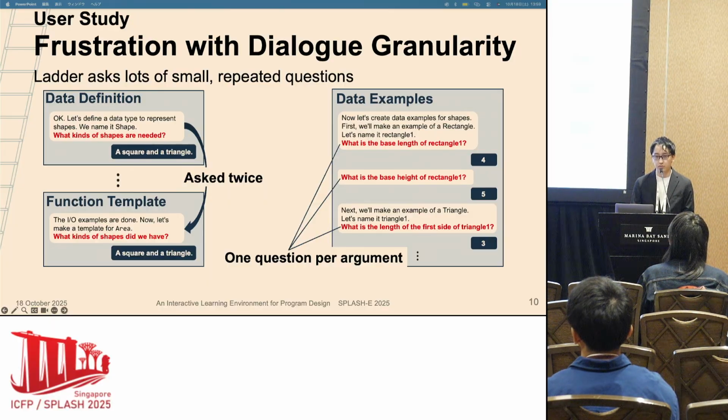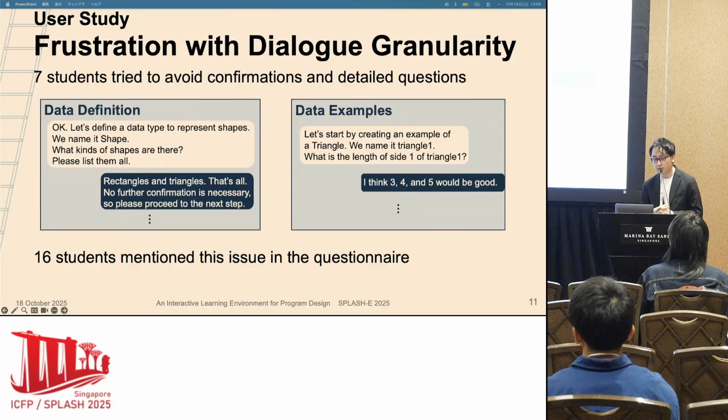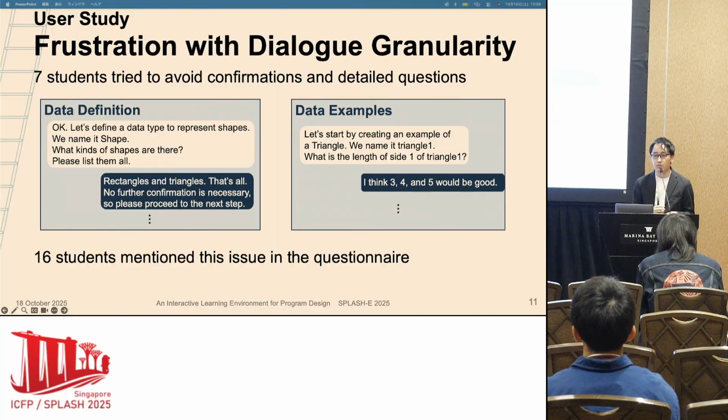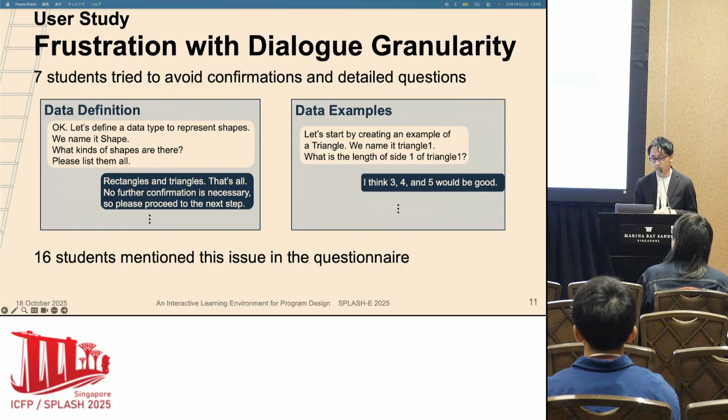These detailed dialogues were not always welcomed by students. We often saw responses where they tried to avoid the tedious back and forth. There were 2 main patterns. First, some students asked Ladder directly to skip the detailed questions. For example, in the data definition step, when Ladder asked what kinds of shapes there are, the student replied, rectangles and triangles, that's all, please move on.